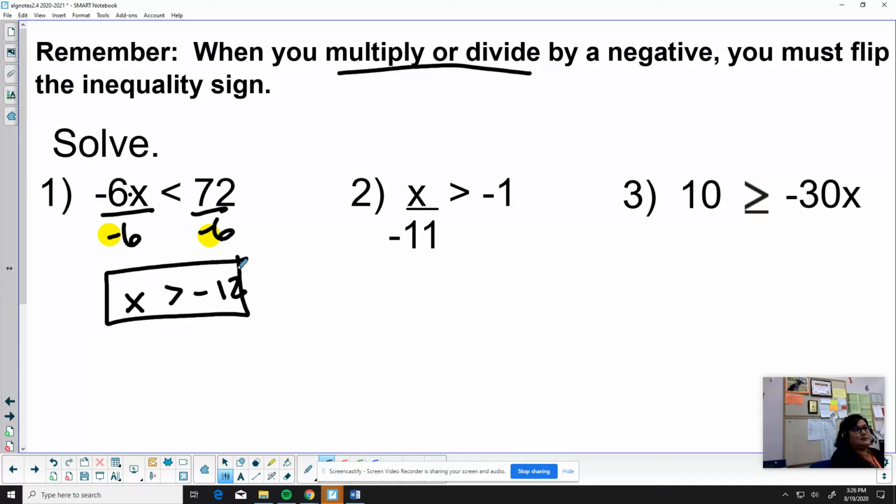So that's my answer. 72 divided by negative 6, I think, is negative 12. And I had to flip because I divided by a negative.